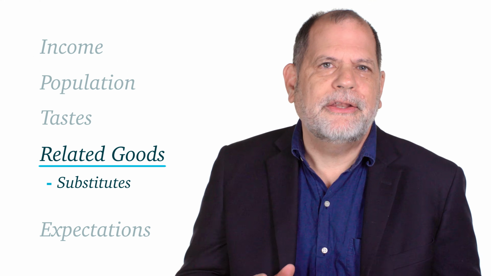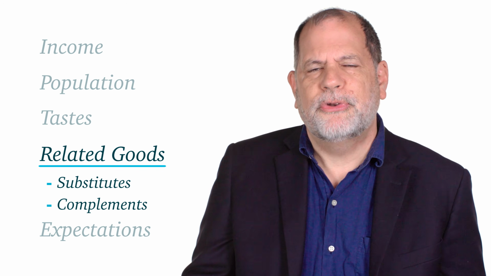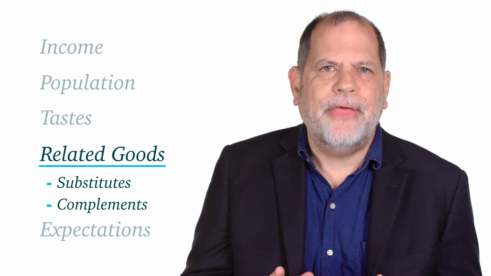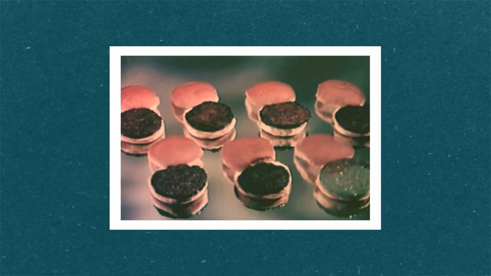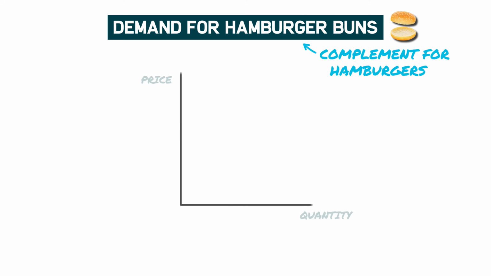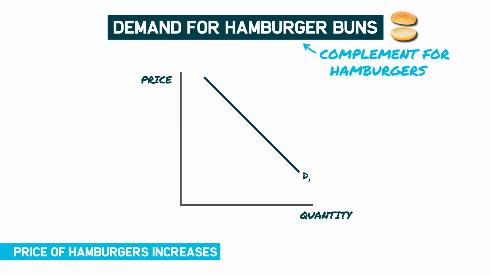Another kind of related good is what economists call complements. Complements are two goods which are often used together and make each other more valuable. Suppose the price of hamburgers increases. What happens to the demand for hamburger buns, a complement to hamburgers proper? Well, fewer people will buy hamburgers, and so fewer people will buy hamburger buns. The demand for hamburger buns decreases.